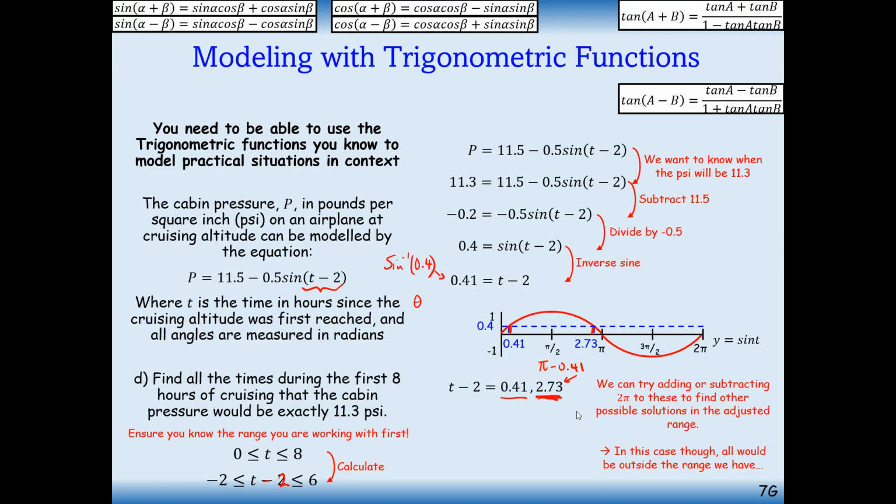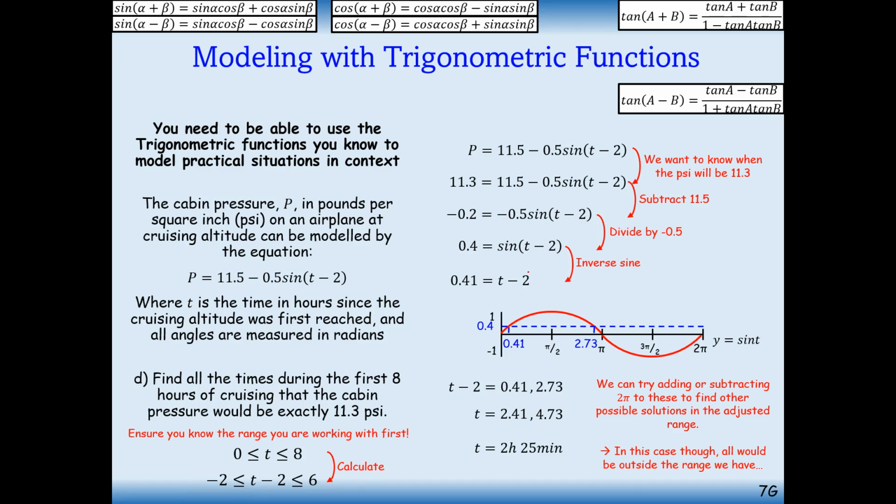Actually, it is good to calculate it. Adding 2 pi here, because 2 pi is 6.3, will take us above the value of 6, so there's no point, we can discard those values before we calculate them. Don't waste your time there, but you do need to make sure you do check them. So then we can add 2 to each of those two values to get the value for t, and that simply gives us these values that we need to turn into minutes.